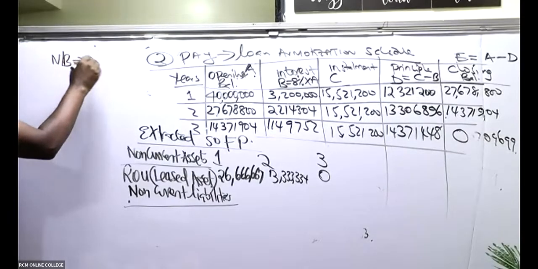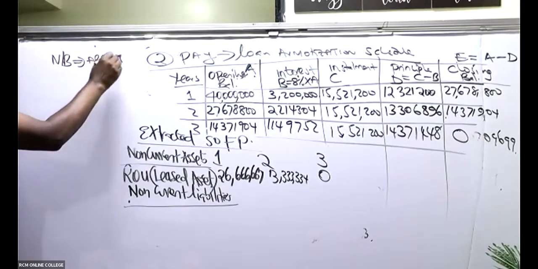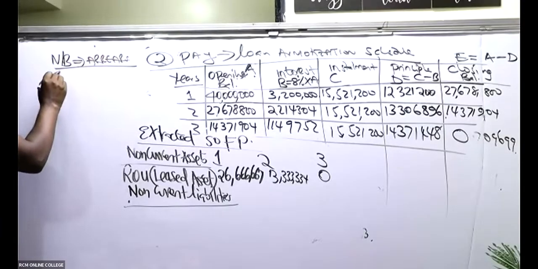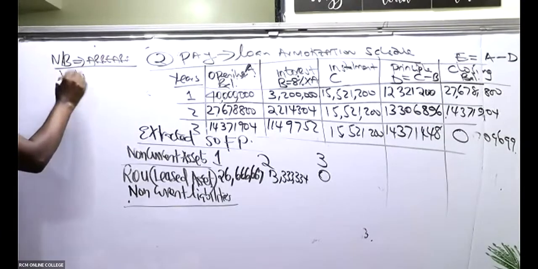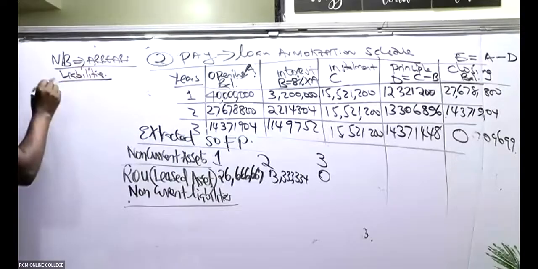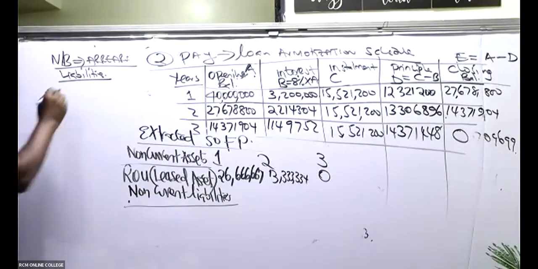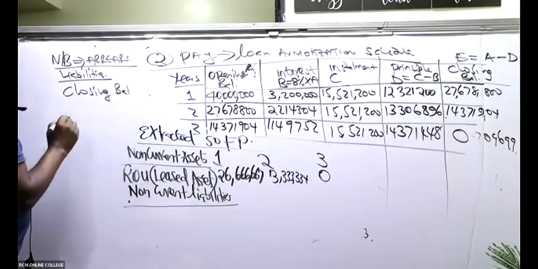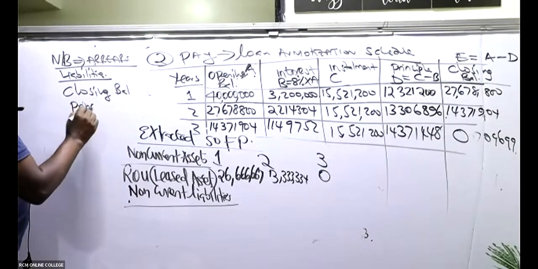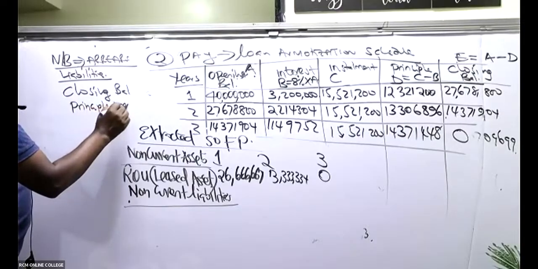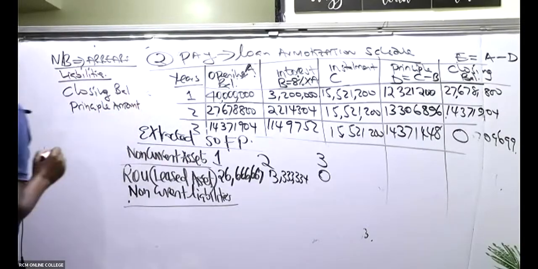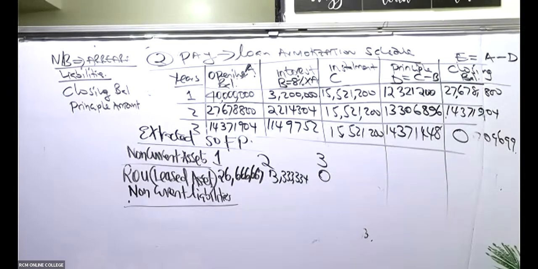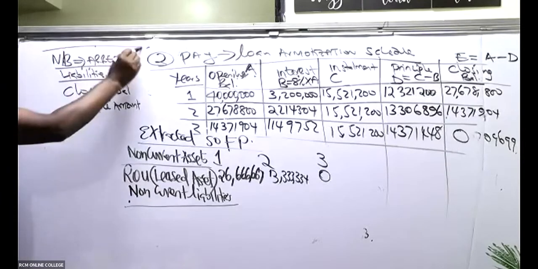If payments are done in arrears, in terms of liabilities, we shall always pick the closing balance under the principal amount. These are very, very important notes. Please write it in full like this.